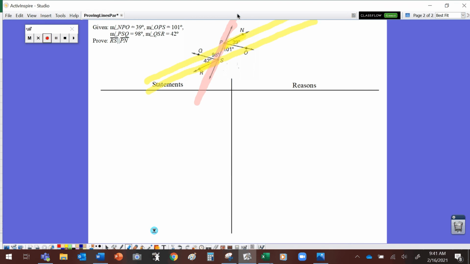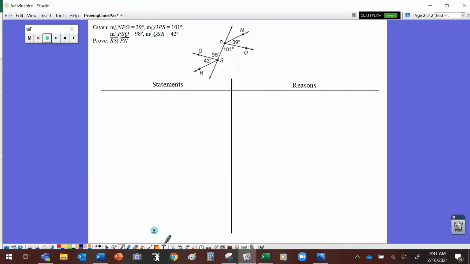Now here's the trouble point though. When we look at this diagram and we see all those pieces, they haven't told us that anything's the same. They have, however, given us this piece of an angle, this piece of an angle, this piece of an angle, and this piece of an angle. So we're going to have to figure out a way that we can put those together to show that those lines are parallel.